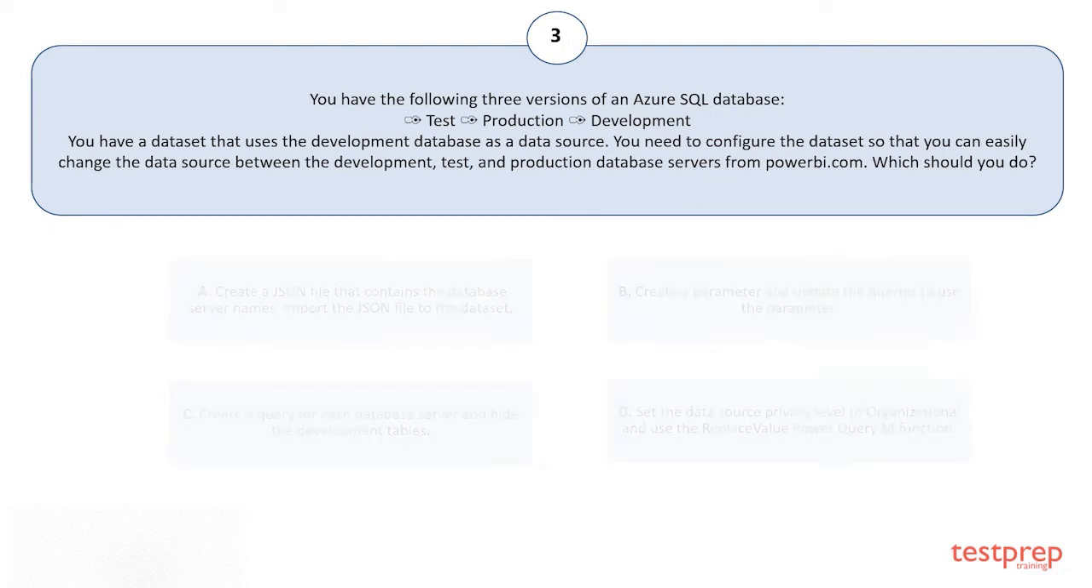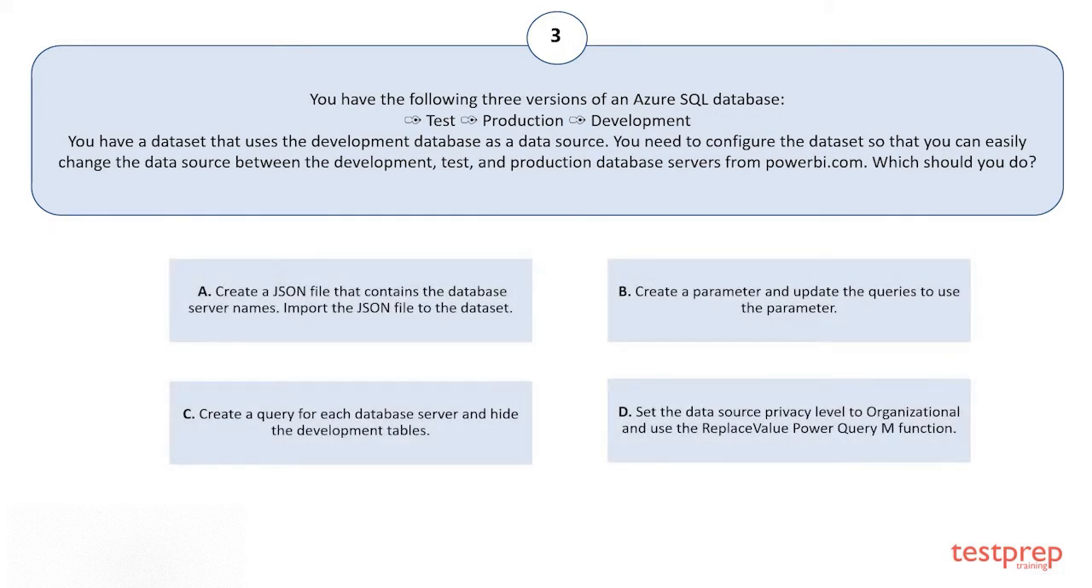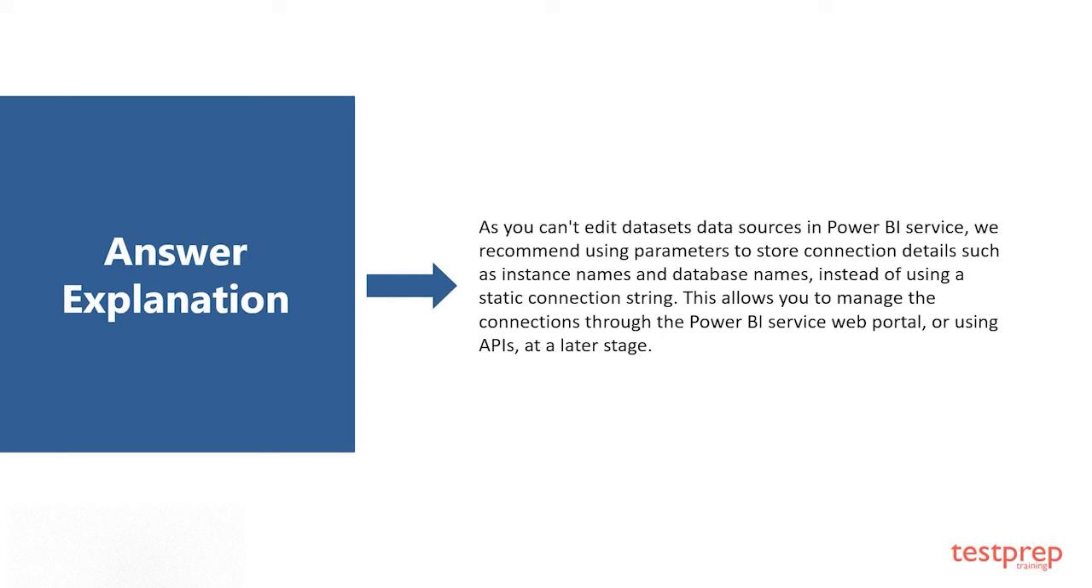Your options are A. Create a JSON file that contains the database server names. Import the JSON file to the dataset. B. Create a parameter and update the queries to use the parameter. C. Create a query for each database server and hide the development tables. D. Set the data source privacy level to organizational, and use the replace value Power Query M function. The correct answer is option B. You can refer the following for the explanation of the answer.